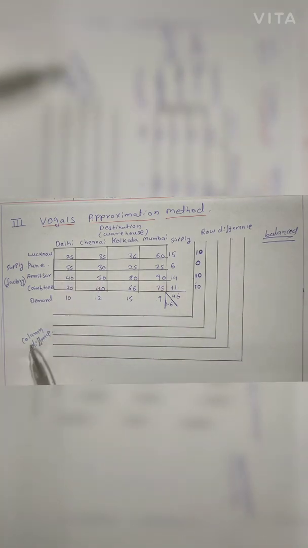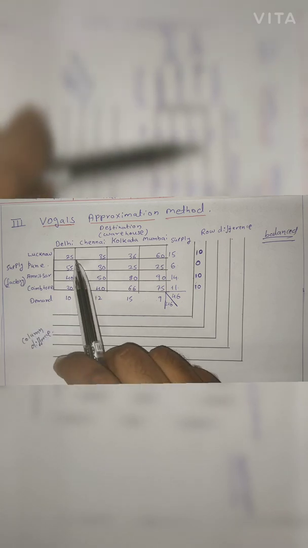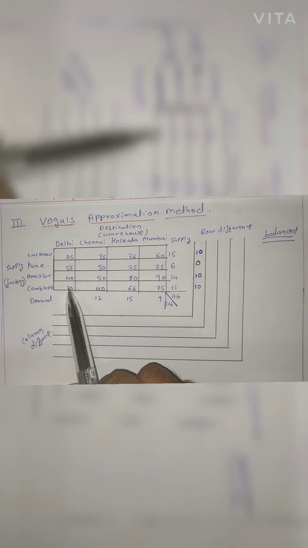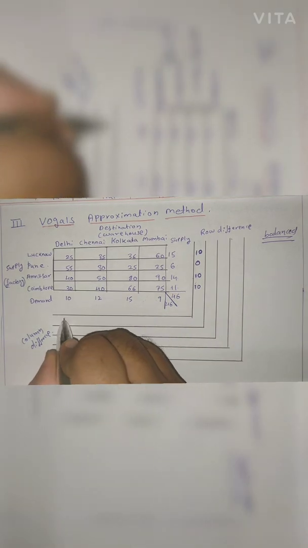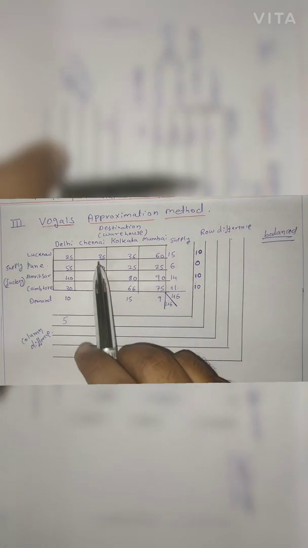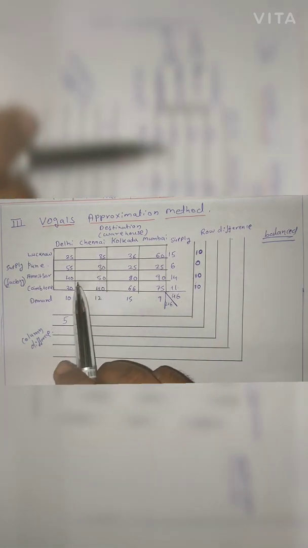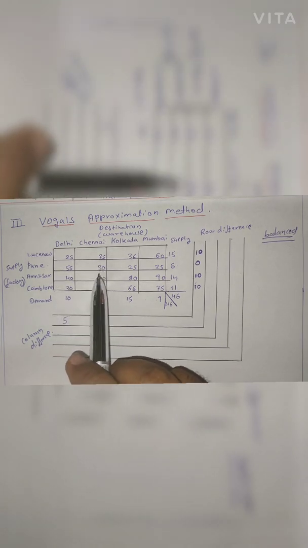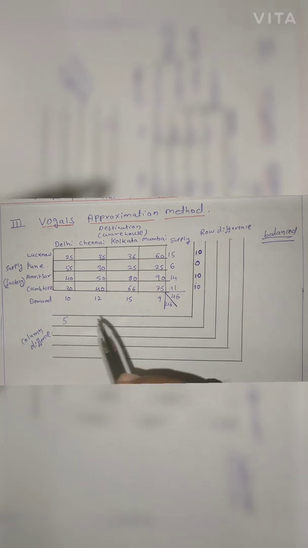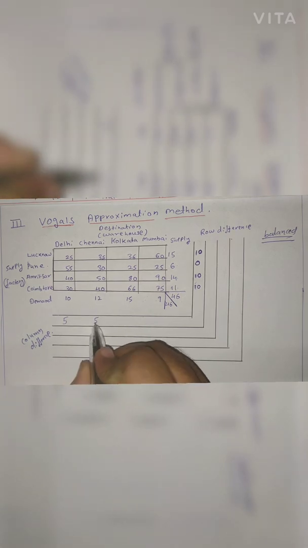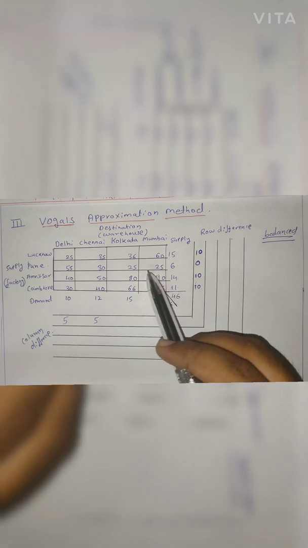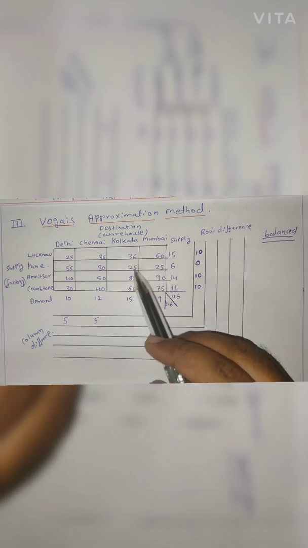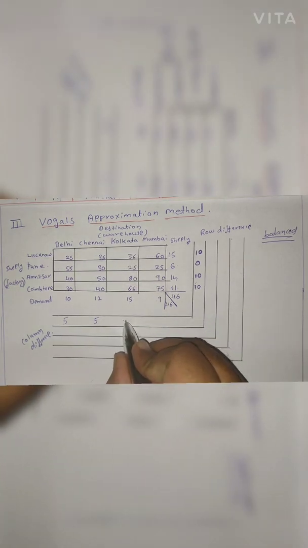Now we'll go to column. We'll find the column difference. So column, the lowest is 25, the second lowest is 30. So the difference is 5. Second column, the lowest is 30, second lowest is 35. So the difference is 5. Third column, the lowest is 25, second lowest is 36. So the difference is 11.